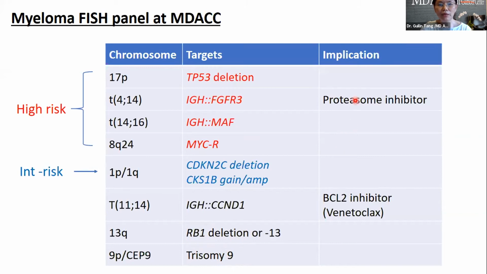We also have clinical management implications. Like we use a proteasome inhibitor to treat patients with IGH, FGFR3 rearrangement, and we have a BCL2 inhibitor to treat patients with IGH CCND1 rearrangement. So this is quite important, and this is a clinical trial we are running in our lab.